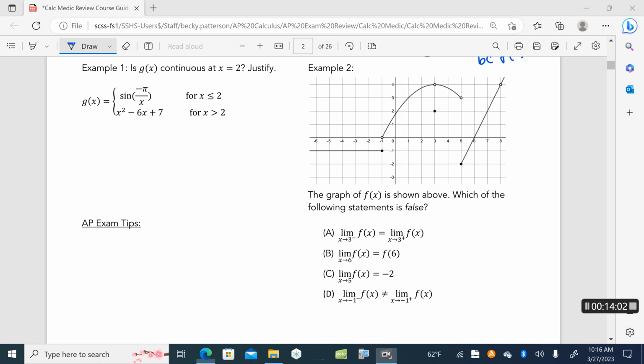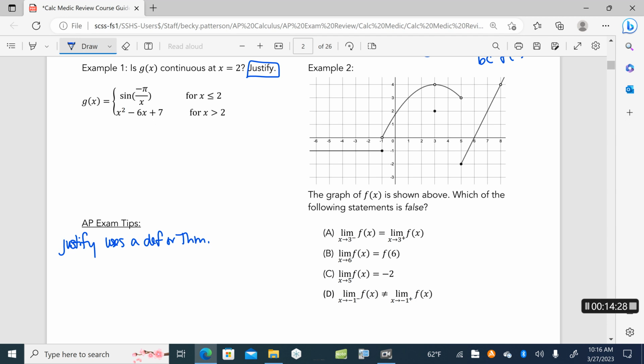Now the word justify, I'm going to put that down here under your exam tip. Justify uses a definition or a theorem. It means you need to have a because in your answer. So is g continuous? That's a yes or a no question, but the justify is usually where most of the points lie.